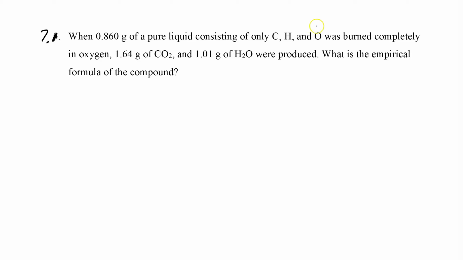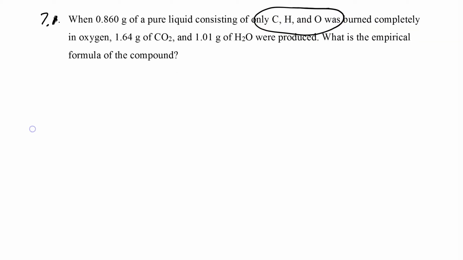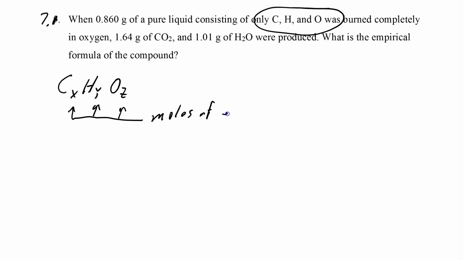Our starting chemical, we're told, contains all three of these elements: carbon, hydrogen, and oxygen. So we can write our generic chemical formula as C sub X, H sub Y, O sub Z. And the goal again here is to determine, let's put arrows here for all three of my subscripts, moles of each element in 1 mole of the compound.